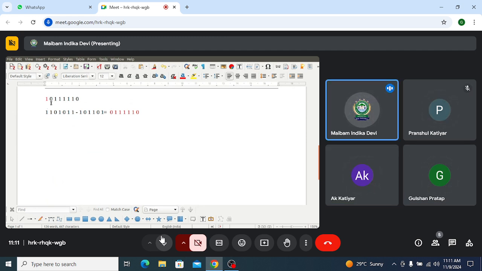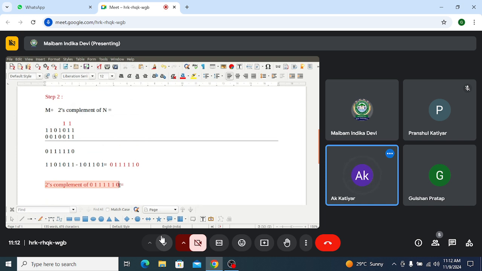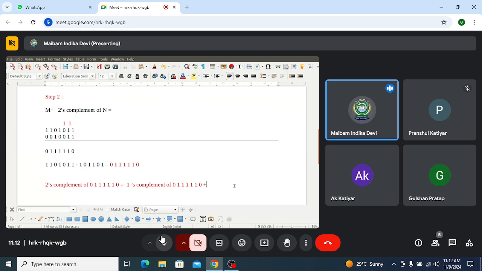So this is when you have an end carry involved. Suppose in your question there is no end carry out here. Then what will you do? You again take the 2's complement of this result. If it doesn't involve an end carry, take the 2's complement, meaning the 1's complement of this number, then add 1.